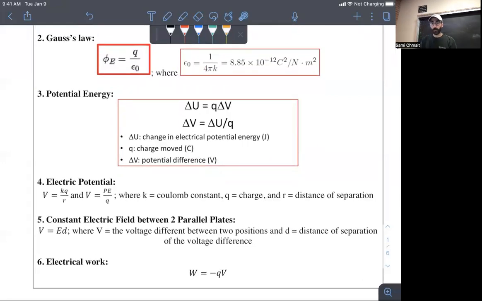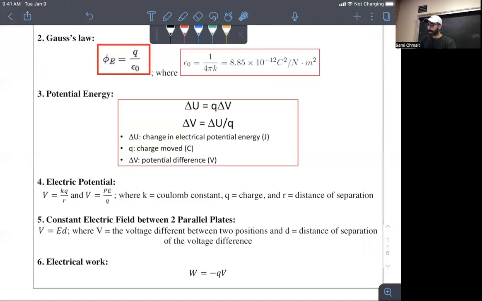We kind of talked about this. The electric potential is the amount of work needed to move a unit charge from a reference point to a specific point against the electric field. And we have to remember that electric potential is a scalar, so you plug in the negative when appropriate.